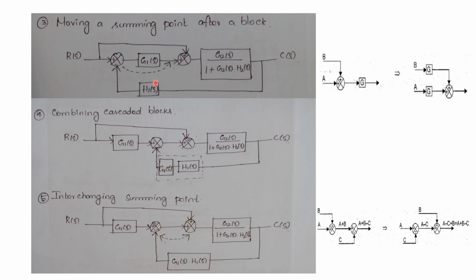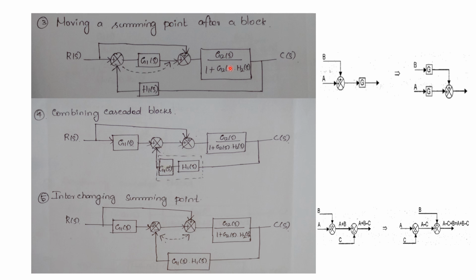By keeping this diagram as such, we cannot apply any rules. Again we have to make a movement, because in this diagram two loops are overlapping, that is this G1 of S with this branch. This forms a parallel connection, because in both the branches the signal is flowing in the same direction. Similarly, this block as well as this H1 of S forms a feedback connection, because here the signal is flowing in the forward direction and here in the backward direction. But both the loops, this parallel as well as this feedback loop, are overlapped.